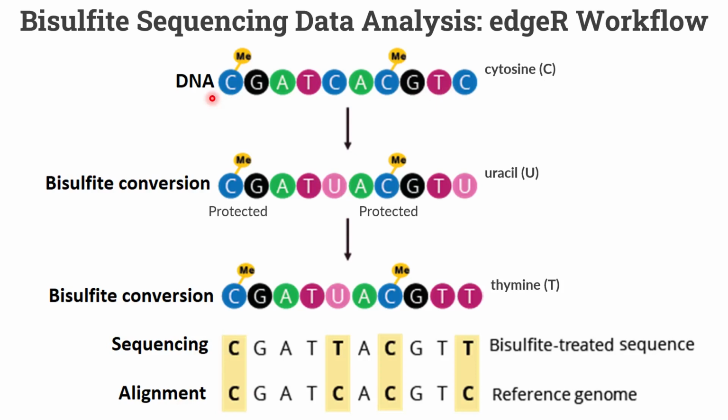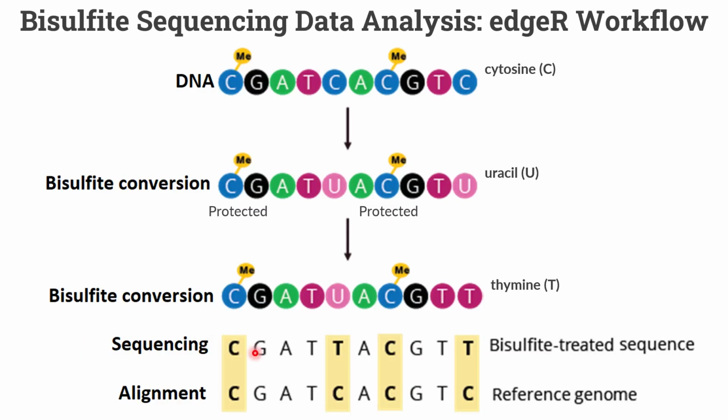In order to identify methylated and unmethylated cytosine, we treat the DNA with bisulfite. If the cytosine is methylated, then the cytosine is protected from conversion. But if the cytosine is not methylated, then bisulfite treatment first converts the cytosine to uracil, then uracil is further converted to thymine. After the bisulfite treatment, we can perform DNA sequencing.